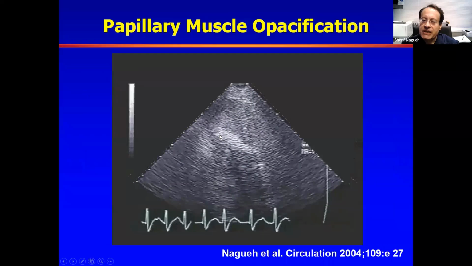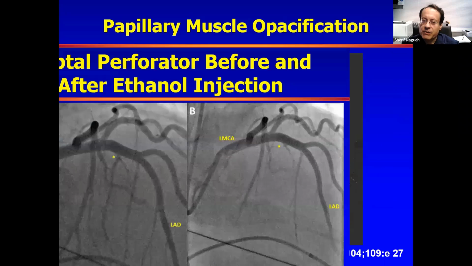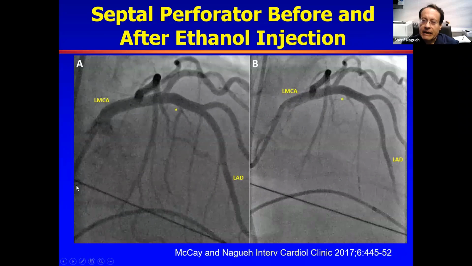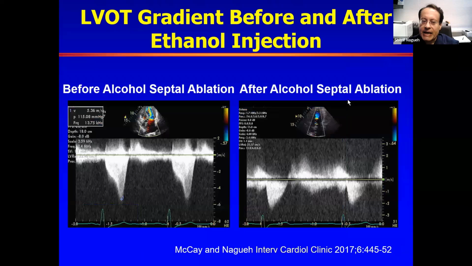Off-axis views in this case with a patient who was given an ultrasound enhancing agent shows opacification of the papillary muscle. Obviously, you do not want to induce papillary muscle infarction, and you can ask them to avoid injection into the vessel. Alcohol ablation can be very effective in symptomatic treatment. This is a vessel that is occluded after ethanol is injected in it, and you see the gradient pretty high at 115 millimeters mercury before the alcohol ablation.